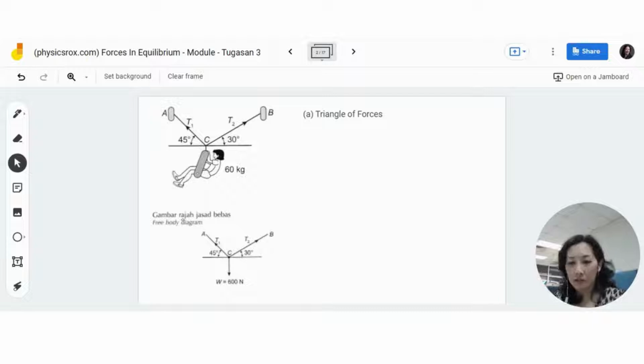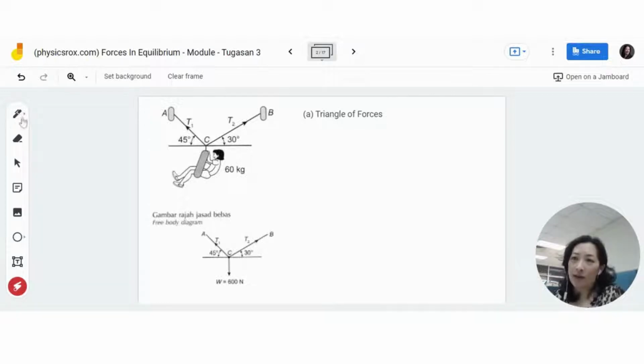Now, just a reminder that 60 kilogram in your KSSM syllabus is not 600 Newton. By right, if you use your calculator, 60 kilogram times 9.81 should give you 588.6 Newton weight, and that's the value that we should be using. However, because this question already wrote 600 Newton, we'll stick to 600 Newton for the purposes of this question. So let's draw the triangle of forces.